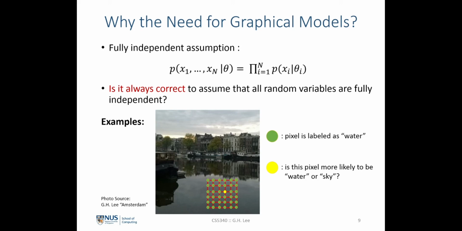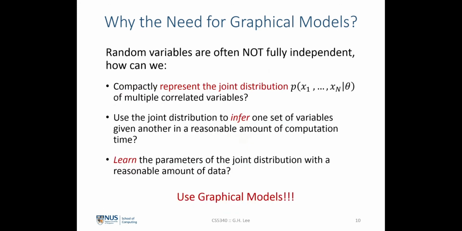Hence, if we observe that all the nodes neighboring the yellow node are water, then it's more likely that this node is going to be labeled as water as well. Hence, this means that it's not always correct to assume full independence of the random variables.